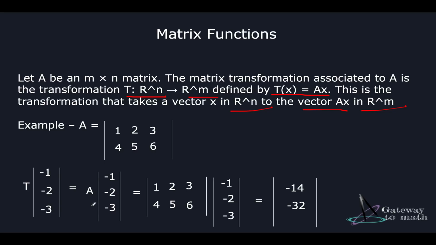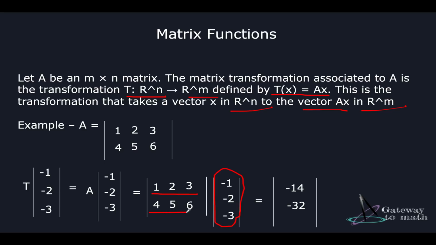So then we have to multiply the two together because it says A multiplied by x, and x here is -1, -2, -3. A we already have, so I'm just going to multiply all the entries in the first row with all the entries in the first column of the second vector. So 1 multiplied by -1 plus 2 multiplied by -2 plus 3 multiplied by -3 is -1, -4 and -9, which is -14.